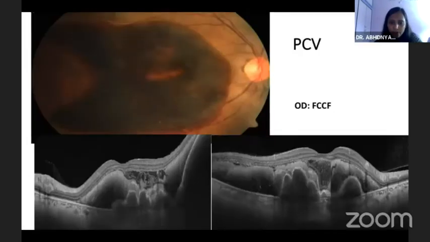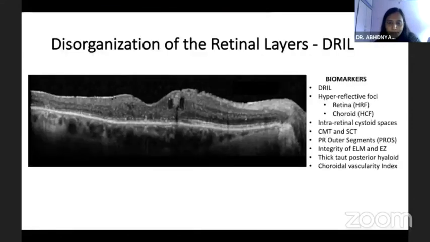Now, in PCV, OCT shows us various signs like the double layer sign and thumb-like PED. In addition, sometimes when there is a bleed also, it shows us the area of the bleed and the PEDs which are present. And this may also help us in prognosticating and managing the patient further surgically.